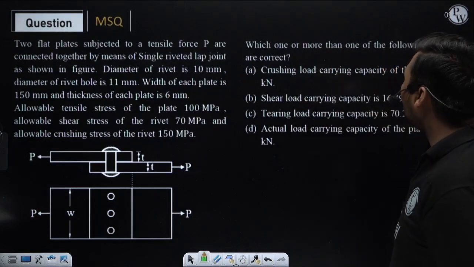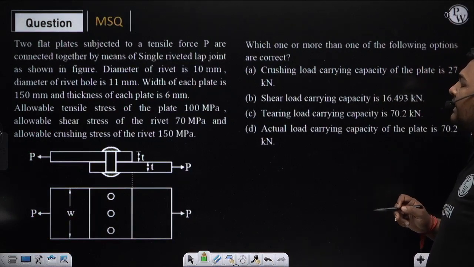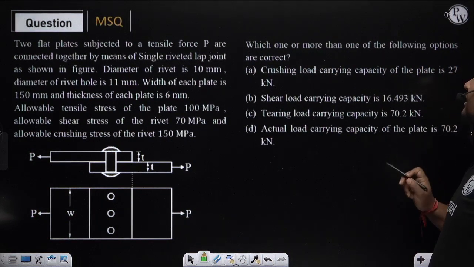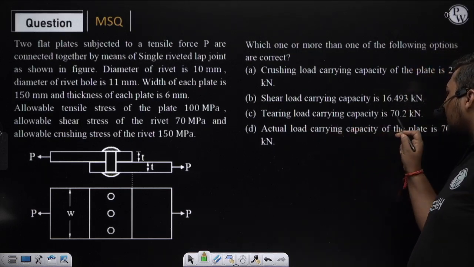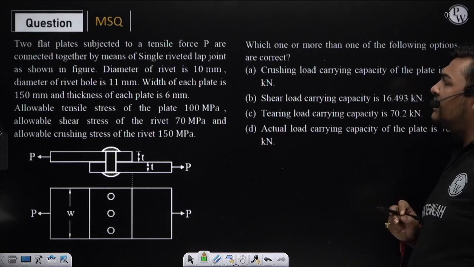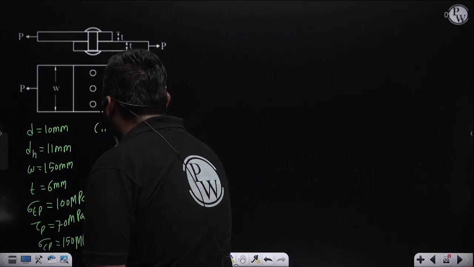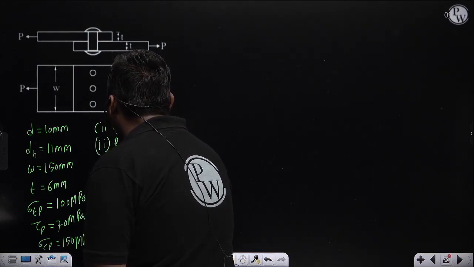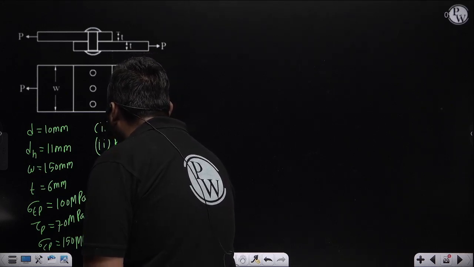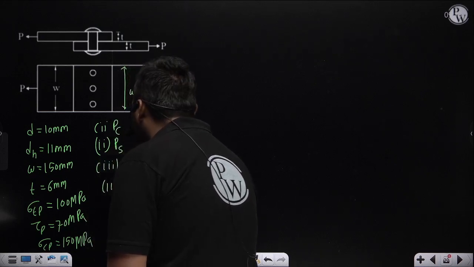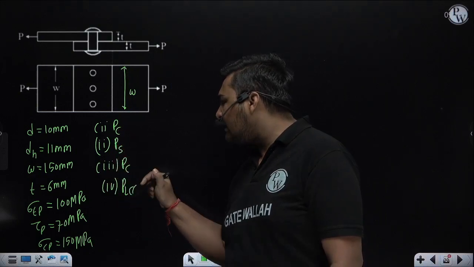Okay. Now, which one or more of the following options are correct? We have to focus on our options because it is an MSQ. The first option says crushing load carrying capacity is 27 kN. B, shearing load carrying capacity is this. Tearing load carrying capacity is this. And actual load carrying capacity is this. Means we have to find first the tearing load carrying capacity, second the shearing load carrying capacity, third the crushing load carrying capacity. And along with that, we have to also find the actual load carrying capacity of the system. Now, whenever we want to find the actual load carrying capacity, for that we need to find the crushing, shearing and tearing load carrying capacity.